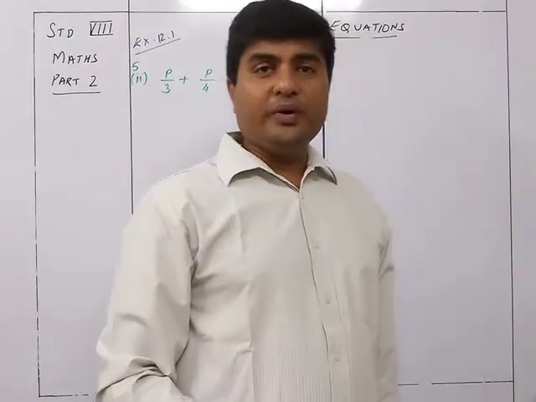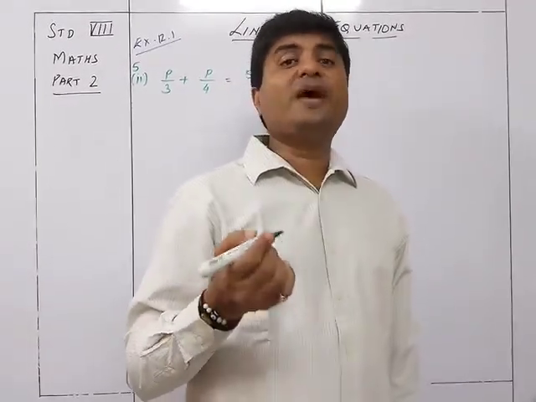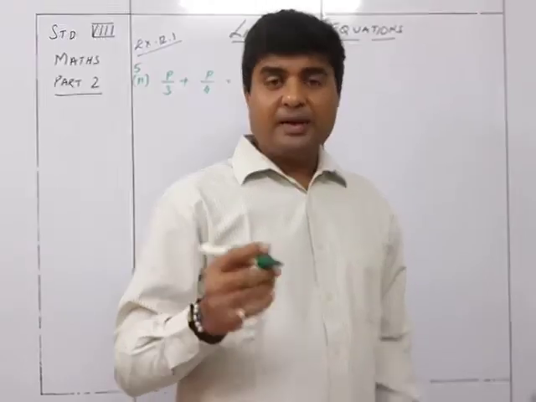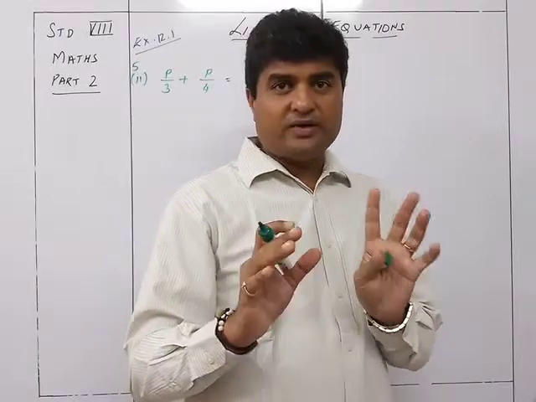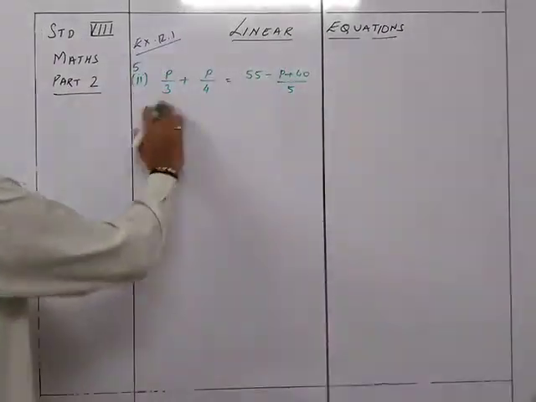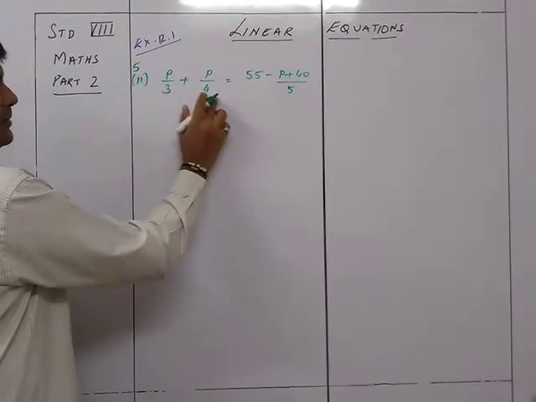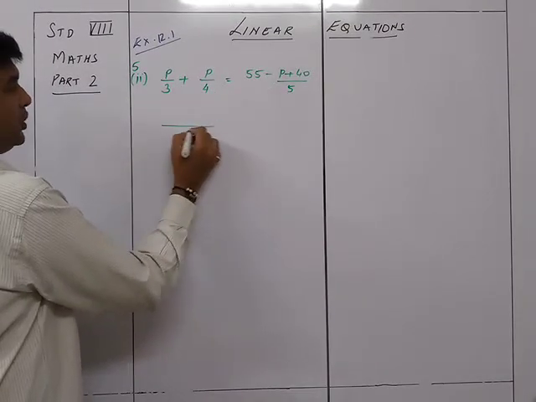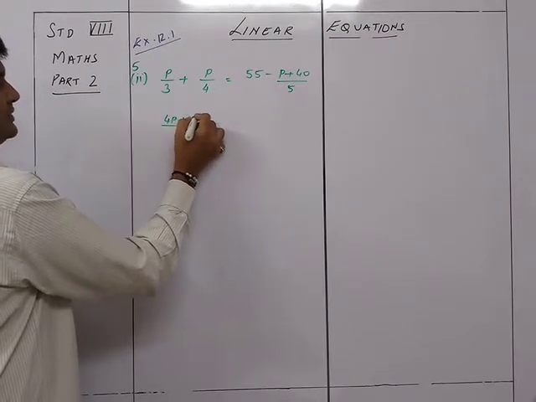So what we'll do is that, as I told you earlier, we are going to simplify both the sides first. Get rid of the denominators, get rid of any kind of fractions. So that is what you are going to do first. So we can see here there are fractions, so we'll get rid of these by taking the LCM of 3 and 4, that is nothing but 12. So this will become 4p plus 3p.